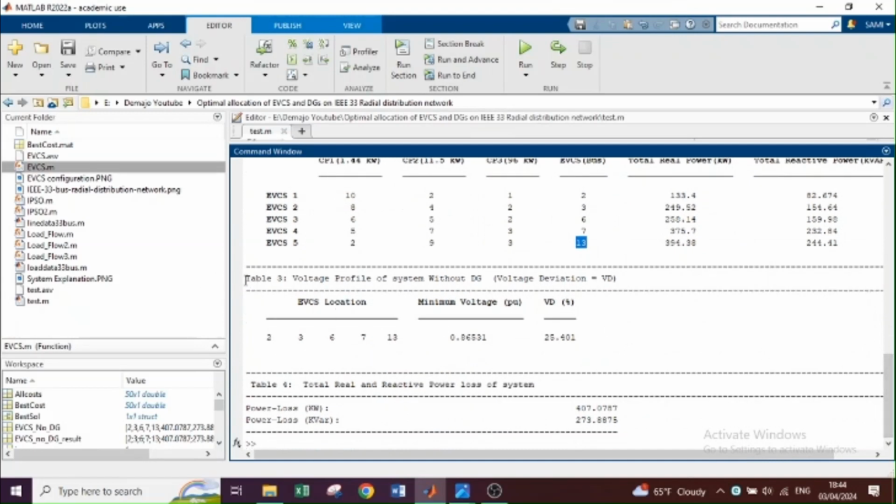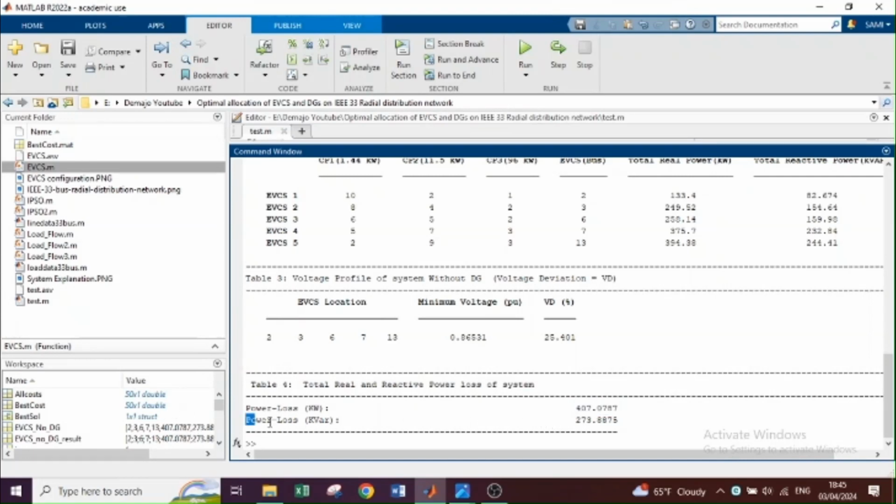With this configuration and this allocation, this table shows the voltage profile of the system. With these locations for the EV charging stations, we have 0.86 as the minimum voltage, and the voltage deviation is 25.401. So we can see that the real power loss increased because we have added the load to the system.